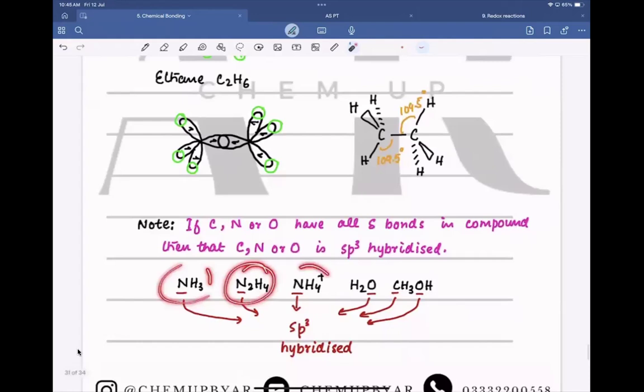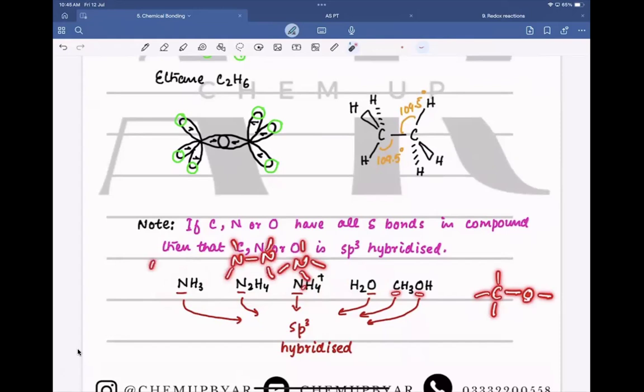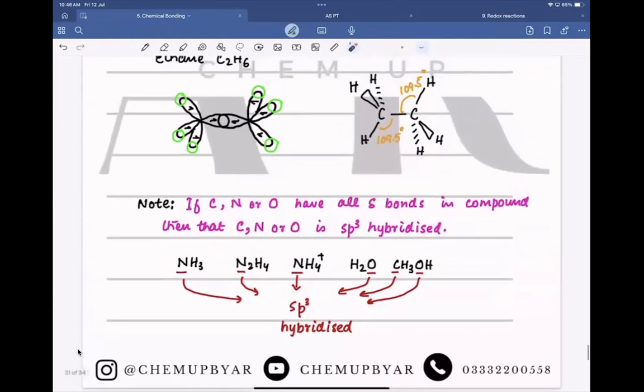So have a look at these cases. Here I have underlined oxygen, and in this I have underlined carbon and oxygen. See, carbon has all sigma bonds, and oxygen also has all sigma bonds. There is no pi bond with oxygen. There is no pi bond with carbon. In ammonium, nitrogen has all sigma bonds. In N2H4, each nitrogen has all sigma bonds. In ammonia, nitrogen has all sigma bonds, right? Yes, sir. So if this is the case where the carbon, nitrogen, or oxygen atom has all sigma bonds, then that carbon, oxygen, and nitrogen are sp3 hybridized. Is this clear? Yes, sir. So they all will be forming the shape above.